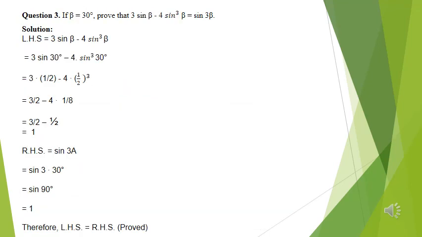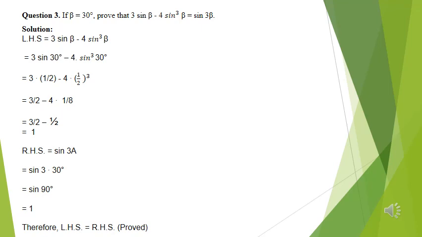Students, this is a solved question based on trigonometric ratios at a specific angle. The question is, if beta is equal to 30 degree, we have to prove that 3 sin beta minus 4 sin cube beta is equal to sin 3 beta. For solving such a problem, first of all we have to solve any one side. Here we take the left hand side, which is 3 sin beta minus 4 sin cube beta, where beta is equal to 30 degree as given information.